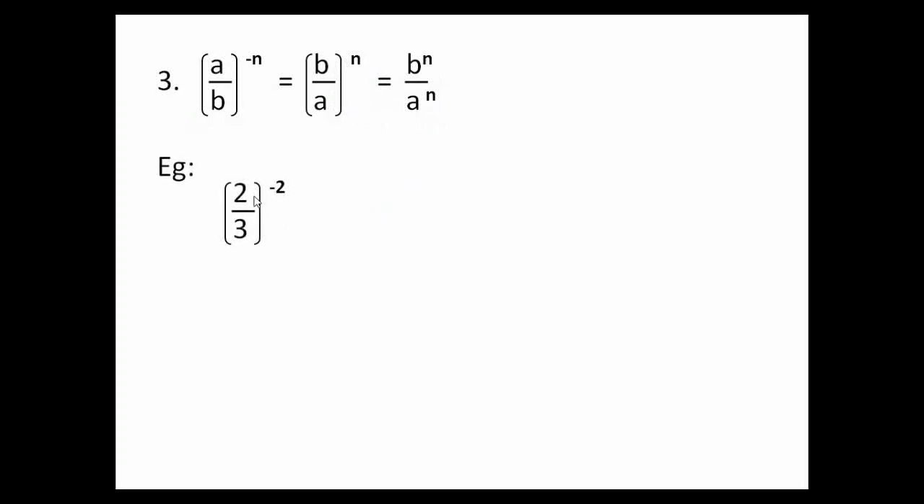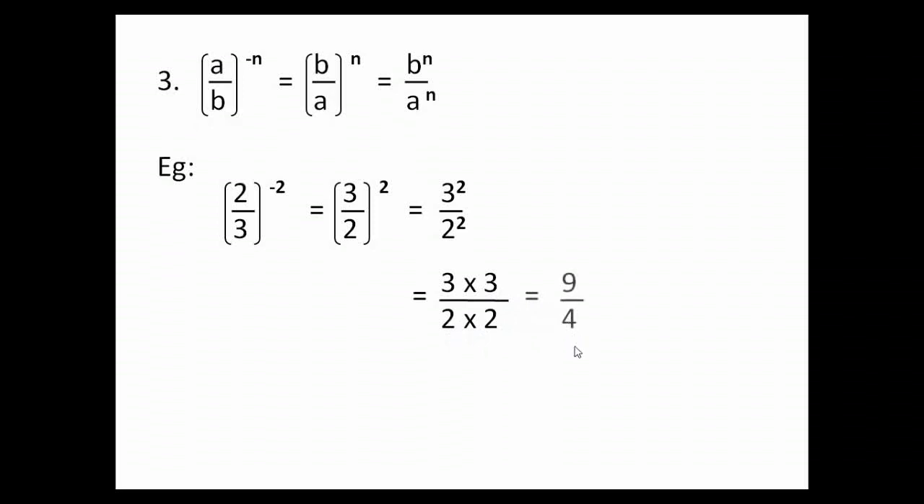Let's take an example. So if it is given 2 by 3 whole raised to the power negative 2, we can change it to 3 by 2 whole raised to the power 2, and then we can distribute the exponent between the numerator and the denominator. So 3 raised to the power 2 and 2 raised to the power 2, which means 3 multiplied by 3, 2 multiplied by 2, which will give us 9 by 4.